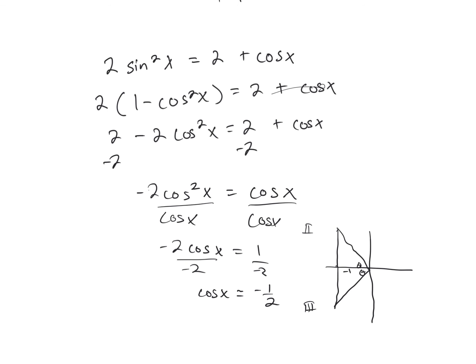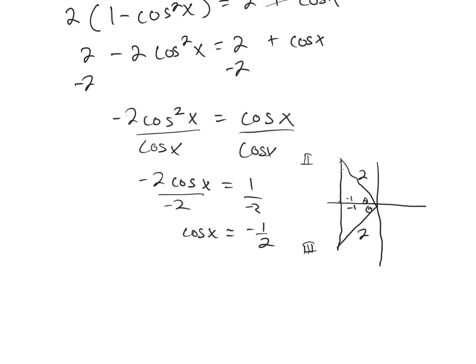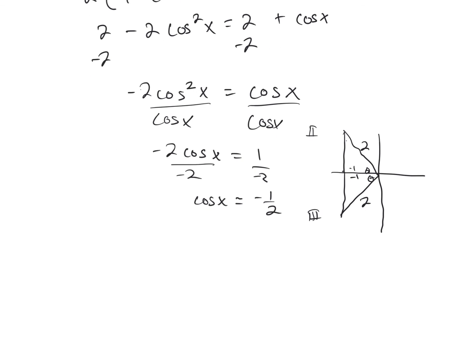I get negative 1, and the hypotenuse has to be 2. If I have negative 1 and 2, I'm dealing with a 30, 60, 90. Then if this has to be 30, then I am dealing with a 60 degree, or in our case, our answer is going to be pi over 3.